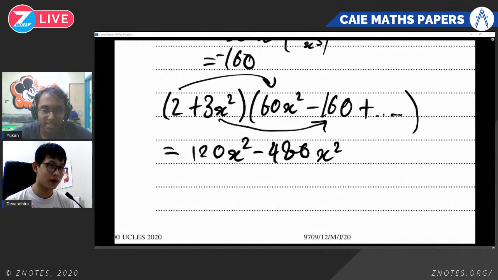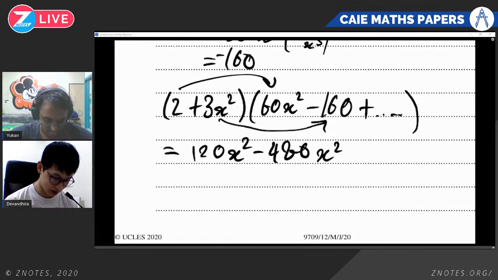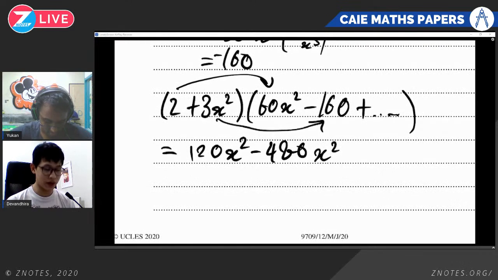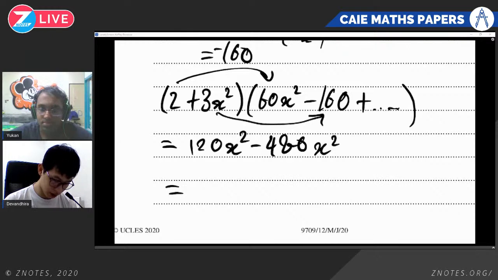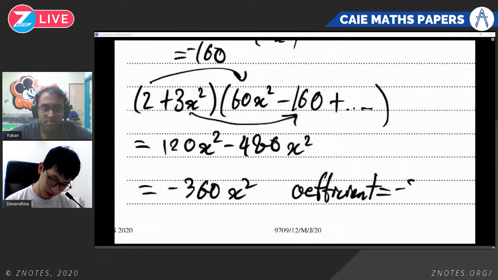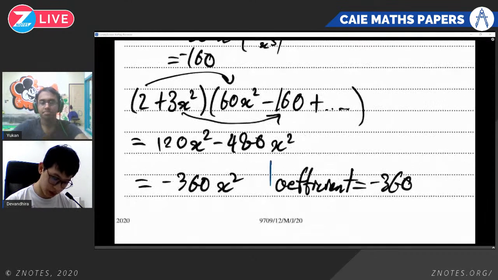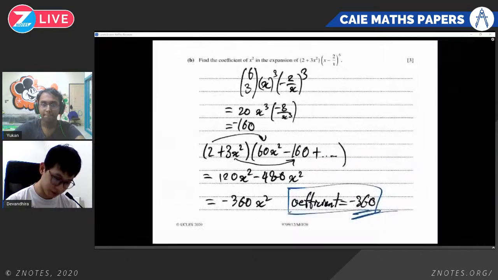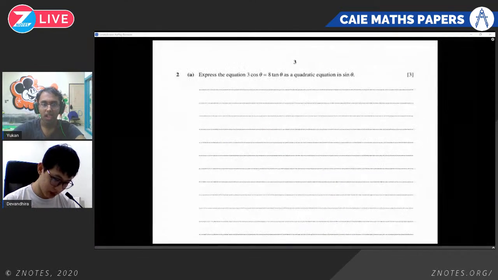No, that just gives a constant term. Exactly, and we don't want that at all. So we just have to multiply the necessary terms that would give us x squared. We can simplify this: 120 minus 480, that's negative 360x squared. And there you have it. The coefficient is negative 360. Don't forget to box it out. All right, let's move on.